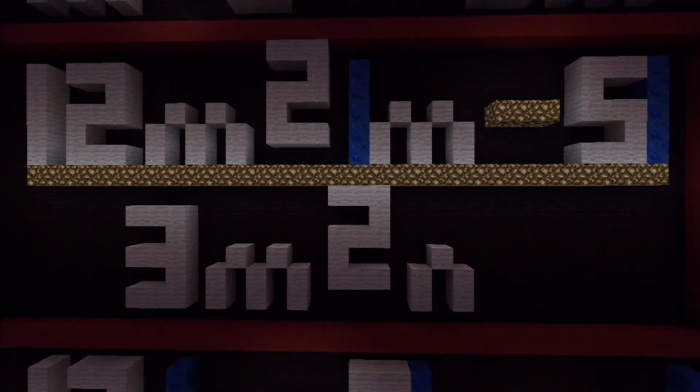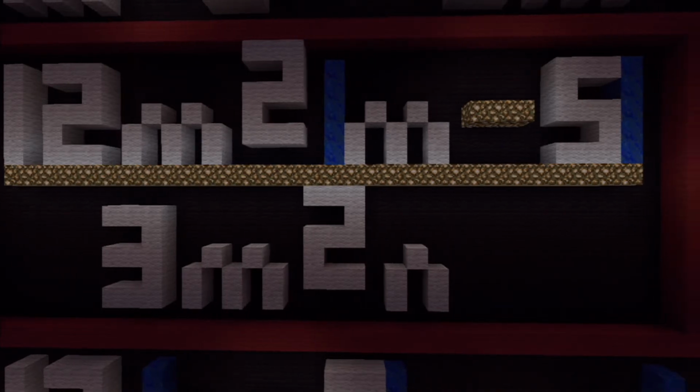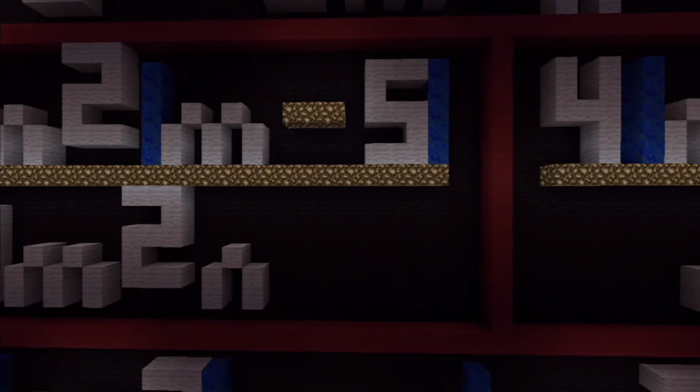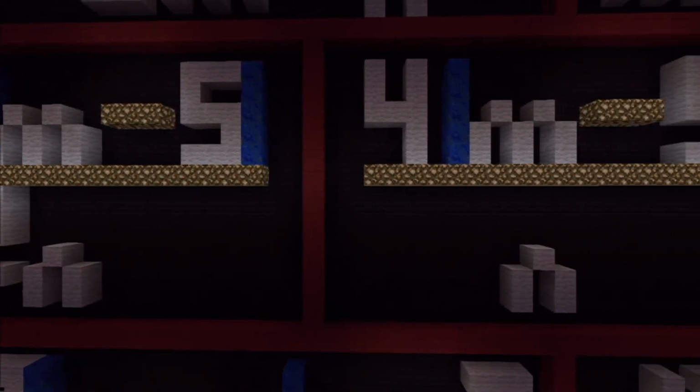resulting in 12m squared times m minus 5 over 3m squared n. The 12m squared and 3m squared n then reduce, leaving 4 times m minus 5 over n as the final answer.